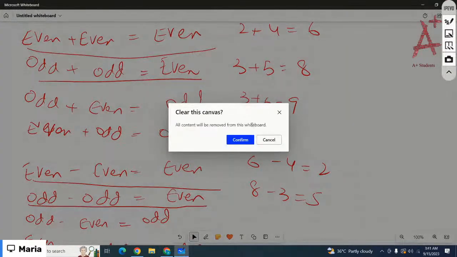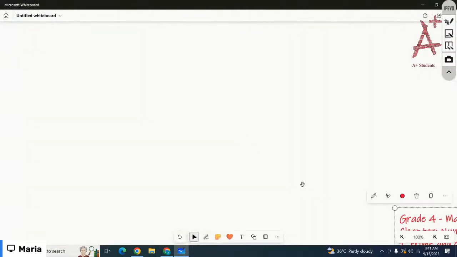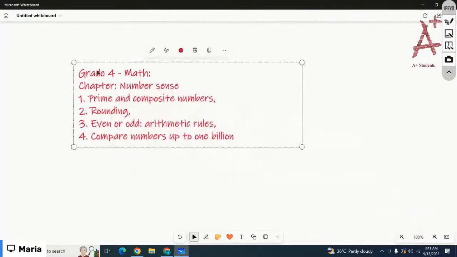So we were working on grade 4 math. We're working on the chapter number sense. The lessons we have covered today are prime and composite numbers, rounding, and even or odd arithmetic rules, right? So please make sure before the next session you complete all the practice questions for the lessons we did today. If you need more help with any of the lessons, you can contact any tutor on Skype. They are available from Monday to Friday, 5 to 9, right?